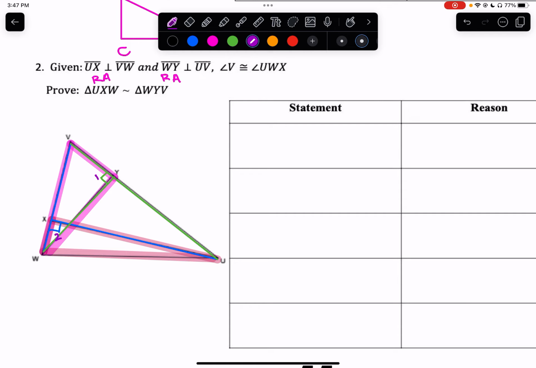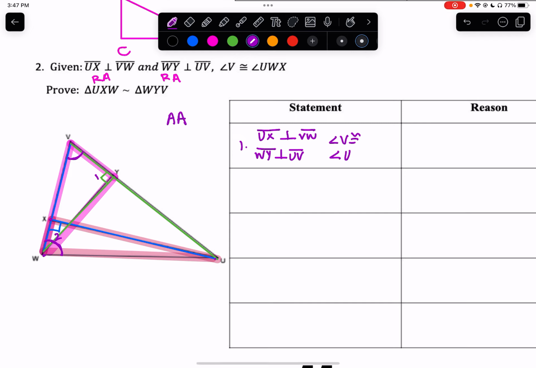So I have to look and see what other information I am given. I am given that angle V is congruent to UWX. So UWX is this entire thing. So because of that, I know that these two triangles are going to be similar by angle, angle, because I have two congruent pairs of angles. So let's write this out. First, start with your given statements. UX perpendicular to VW, YW perpendicular to UV, and angle V is congruent to angle UWX. Reason: it is given.